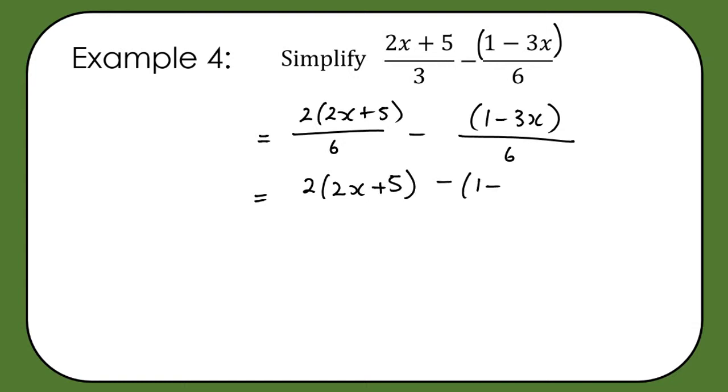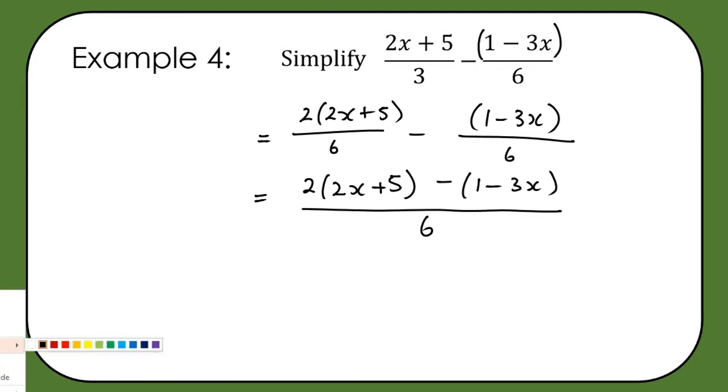minus (1 minus 3x). Now, you can see if you didn't have those brackets at that second fraction, it might be very tempting to just straight away write minus 1 minus 3x, and that's not actually correct. What you're doing here is you're subtracting all of 1 minus 3x, so you need to have minus 1 and plus 3x. So always good to hold on to those brackets. Let's just put those brackets back there.